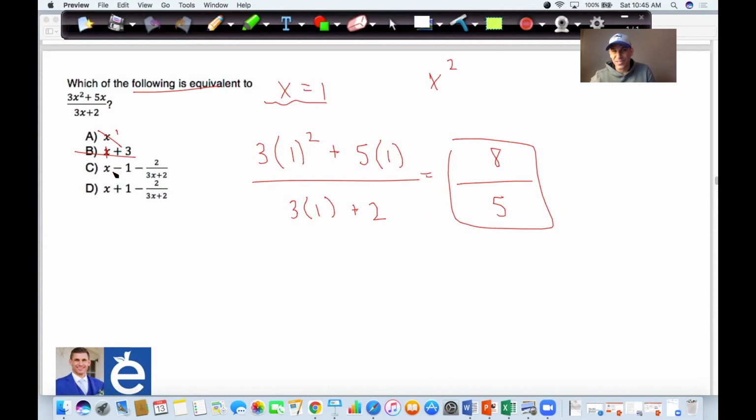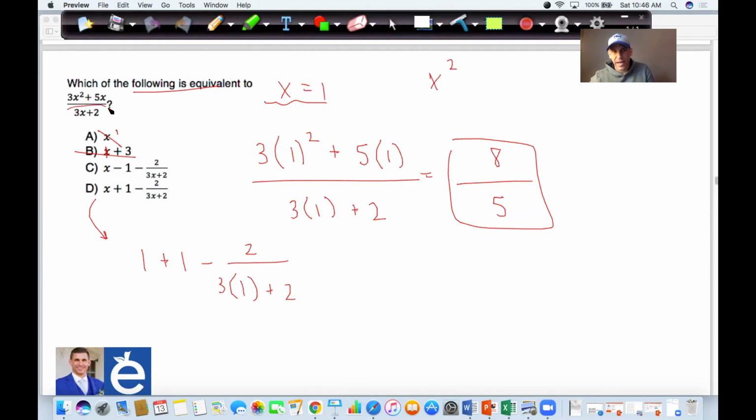Here, this would give me 0 and then minus this, right? 8 over 5. So I doubt it's going to be this. So once again, I'm going to plug into D, right? And just using some logic to kind of break these down for what I can solve for rather quickly. So then I get 1 plus 1 minus, and then 2 over, and then 3, once again, 3 times 1, and then plus 2.